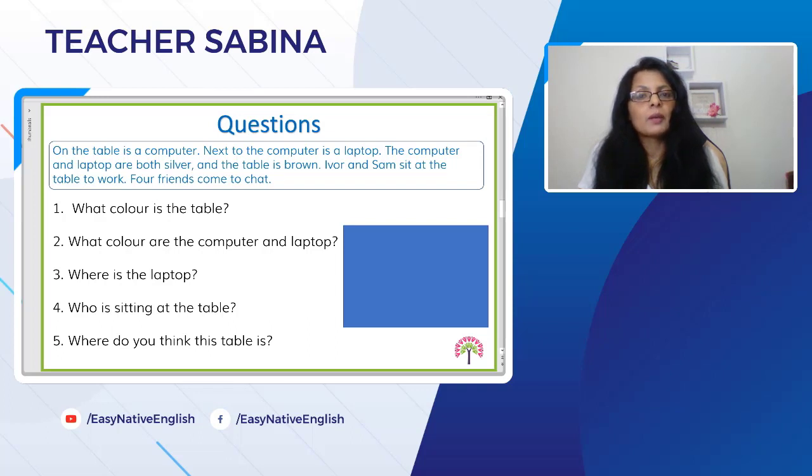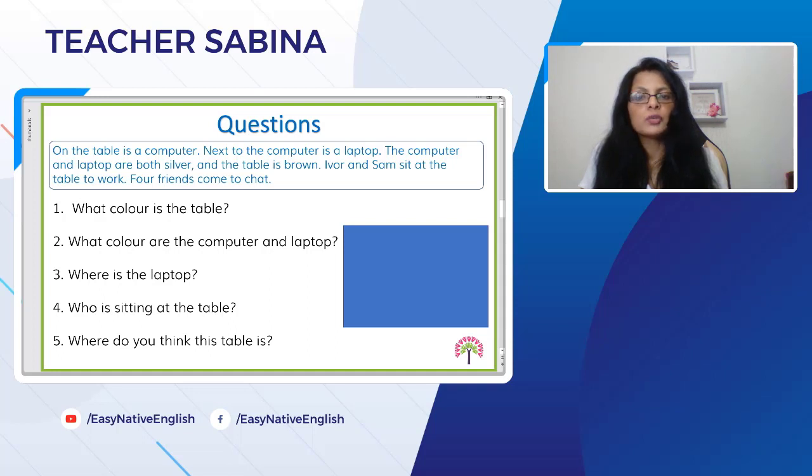So even though it doesn't tell us where the table is, we can infer, which means we can work out from the text where the table must be. So I can assume that this table is at their work or in their office.